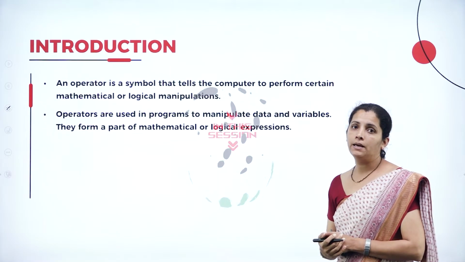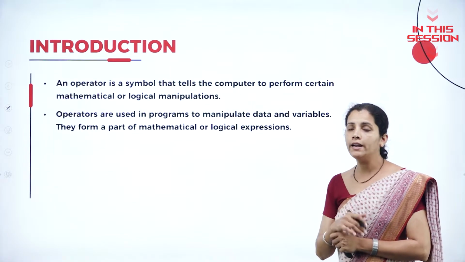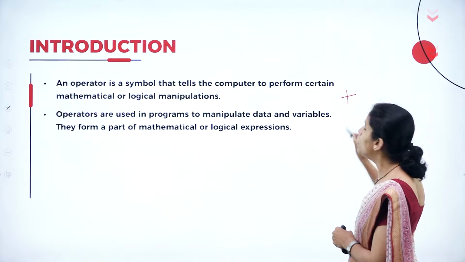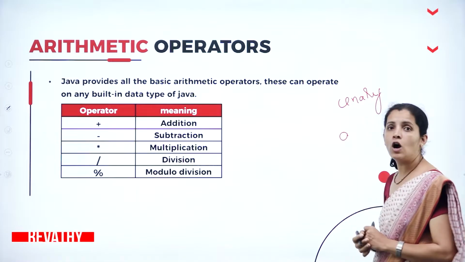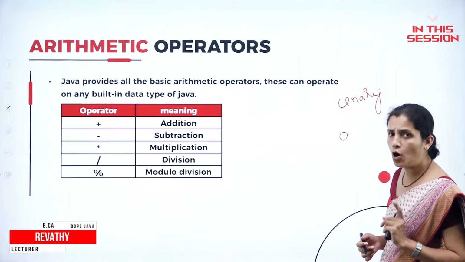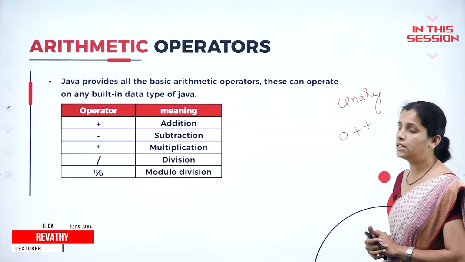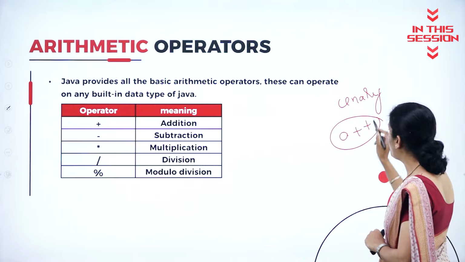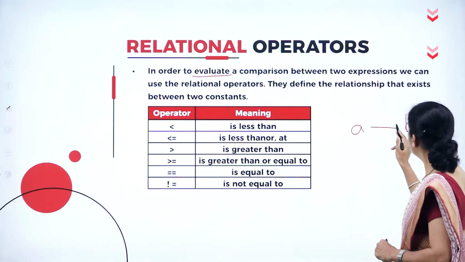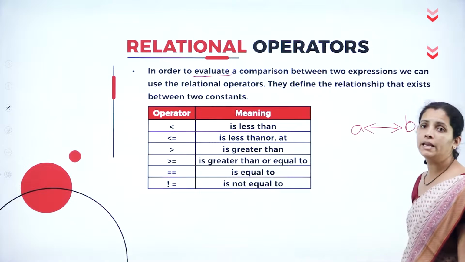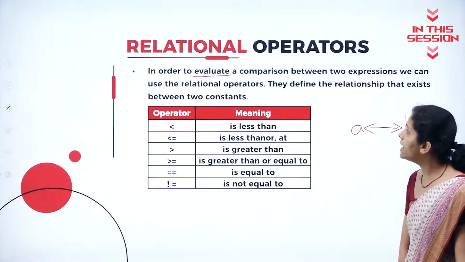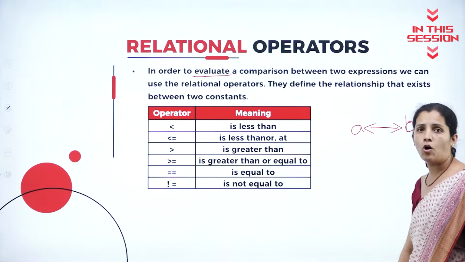Operators are nothing but the symbols. And what kind of symbols? That is all the arithmetic symbols. Think that I have A. So how many operands? Only one operand. Along with if I have the operators, then it is called unary operator. Now I want to know the relationship between A and B. For that I required relational operator.